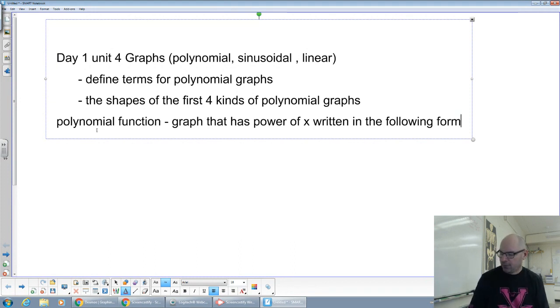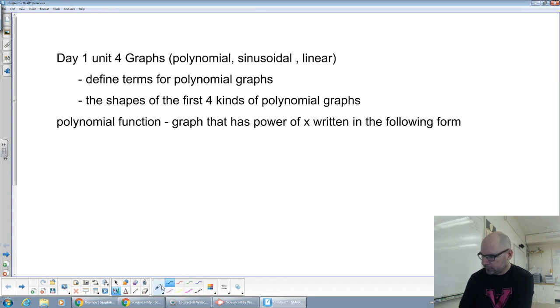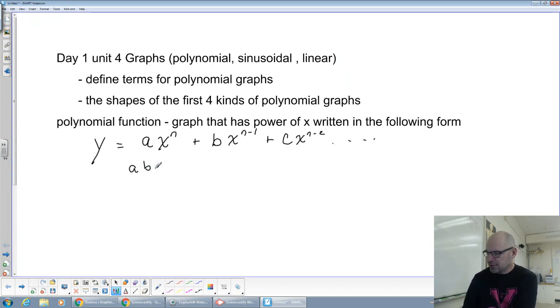and the form of a polynomial is f of x equals, or y equals, and I'm going to use y most of the time. So if we have y equals or f of x equals, and then we go a x to some power n, plus b x to the power n minus 1, and then plus c x to the power n minus 2, and so forth, where a, b, and c are numbers, or integers if you like, and n is some power. Let's call it, well, it's also an integer.